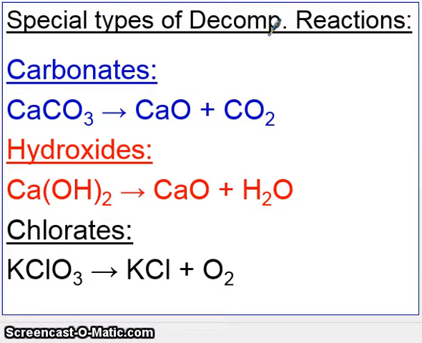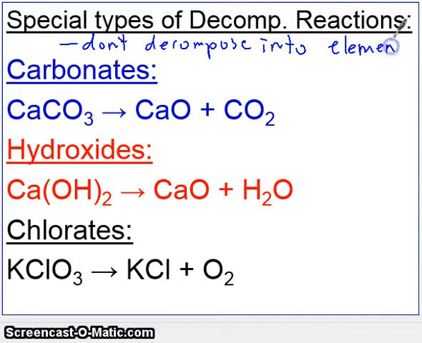So we have 3 types of decompositions. Now these are special in that they do not produce elements. So they don't decompose into elements, which means they decompose into compounds for the most part. And it'll be a little tougher to predict their products, but they'll always decompose into the same type of compound.